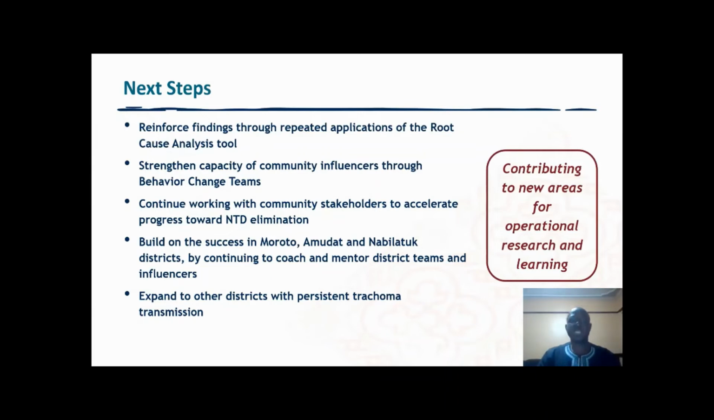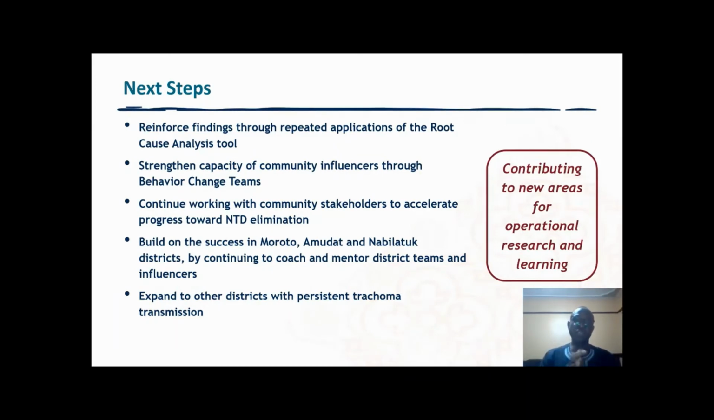In terms of next steps, we are going to be reinforcing findings through repeated application of the root cause analysis tool. We realized that the findings we got by applying this tool with the cohort members were similar to the original findings we established during the GESI assessment that the ministry conducted. So we'll continue to do this to learn more and research more as well.